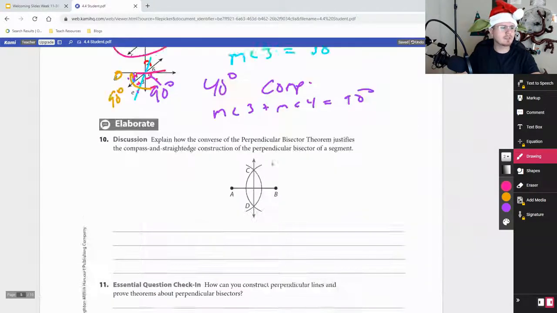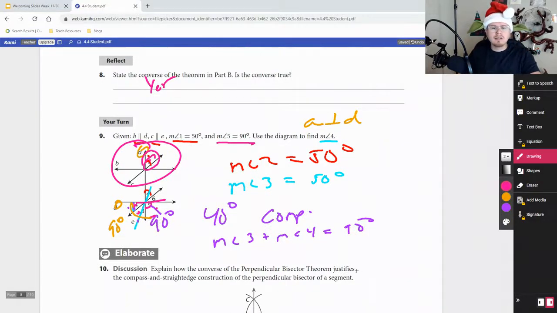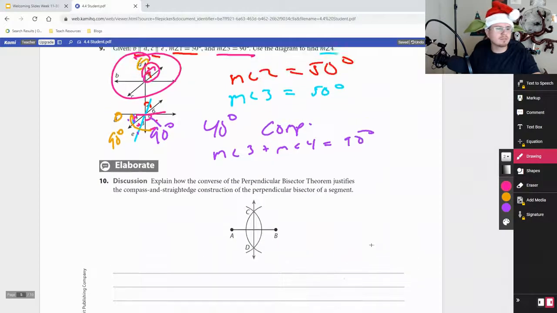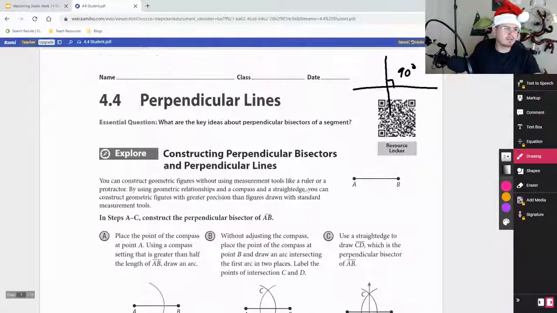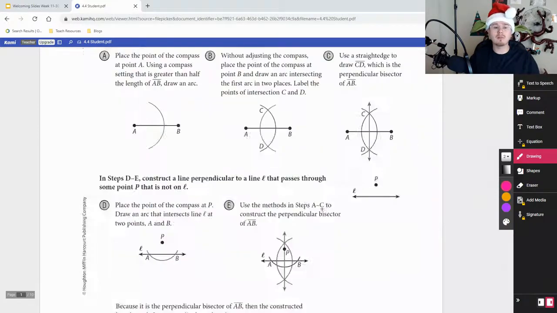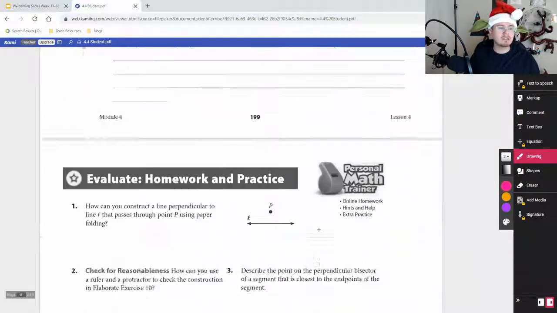Let's talk about the essential question, and then we'll talk about the practice. So what are the key ideas about perpendicular bisectors of a segment? Well, if you know that a line is the perpendicular bisector of a segment, then any point on the line is equidistant from the endpoints of the segment. So turn that into your own friendly language, right? And if you know that a point on a line is equidistant from the endpoints of a segment, then the line must be the perpendicular bisector of the segment. So we know now that we can use that information because perpendicular means that it meets at a 90-degree angle, and that gives you more information about angle measures. So make sure that you really understand the theorem.